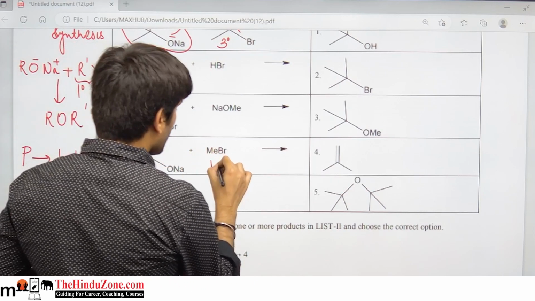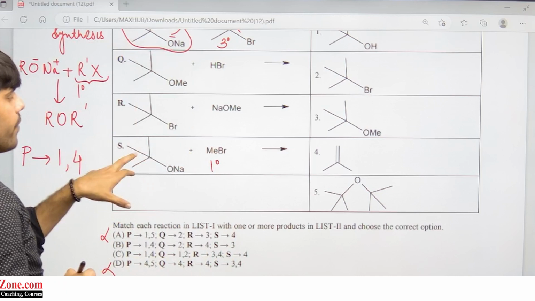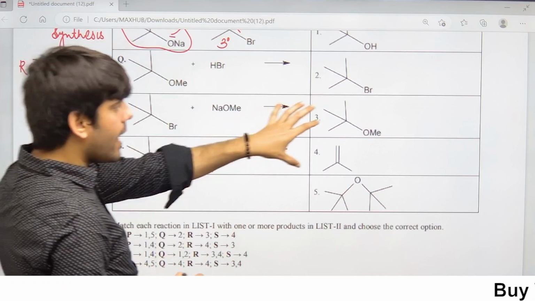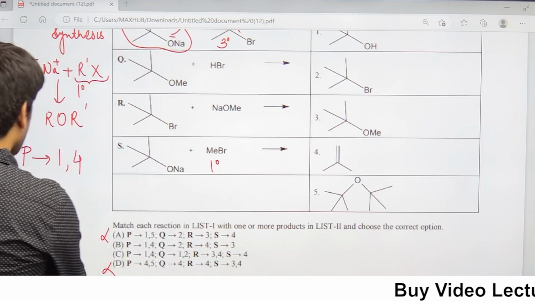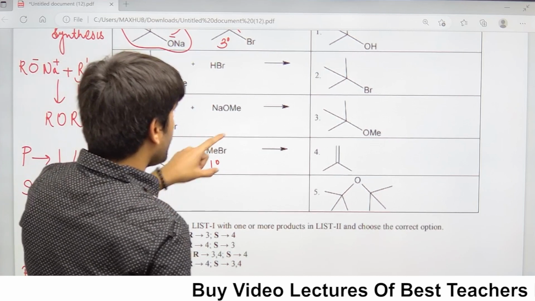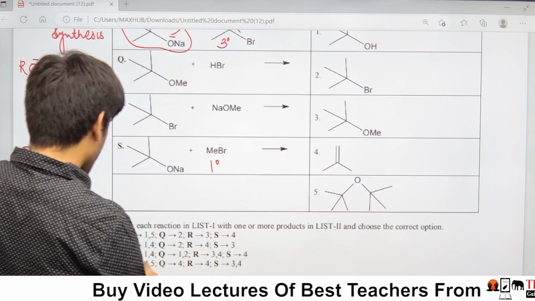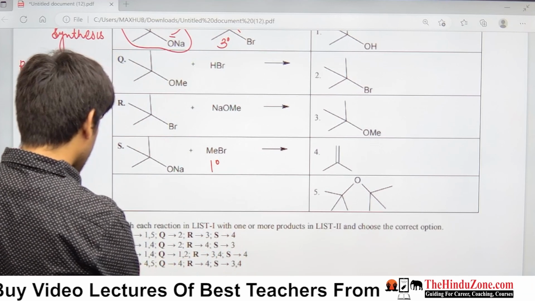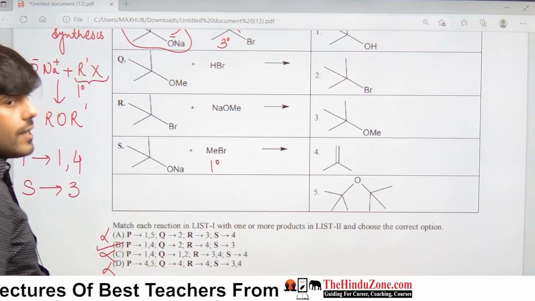You know that this is your 1 degree alkyl halide. So here we will end up getting an ether like this. So S is going with 3, right? And S is not going with 4. So we can easily eliminate the C option also, and I'm left with only B. So B is the answer.